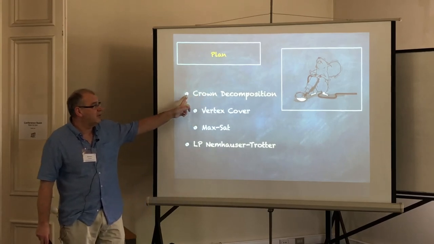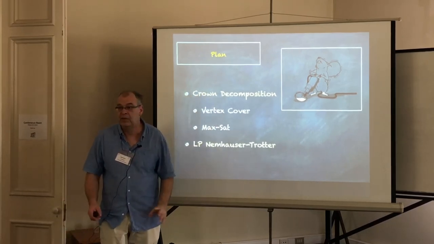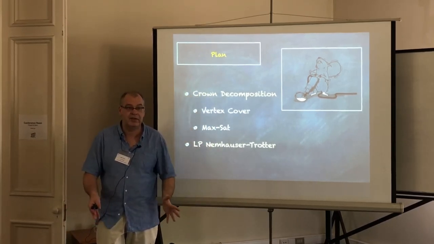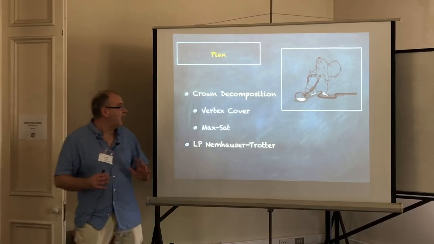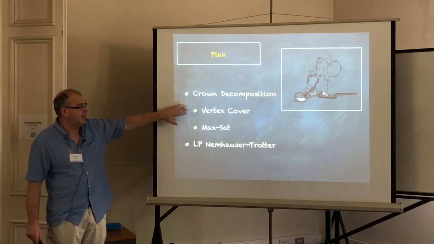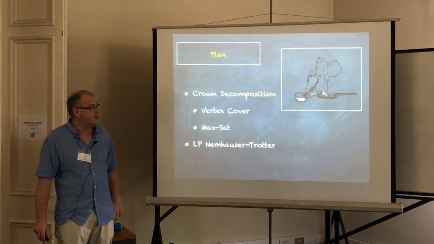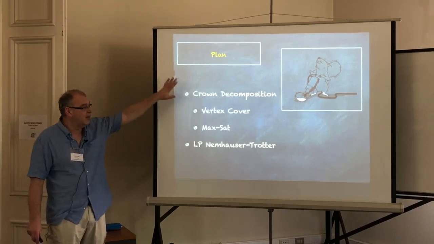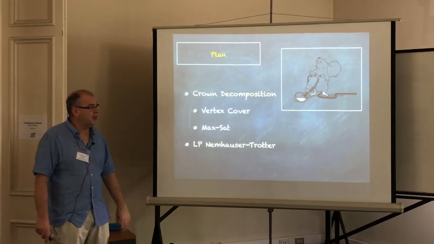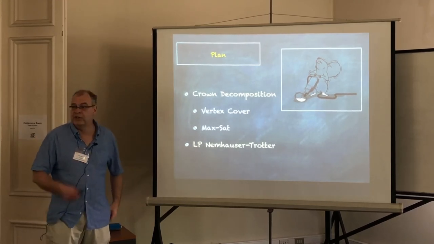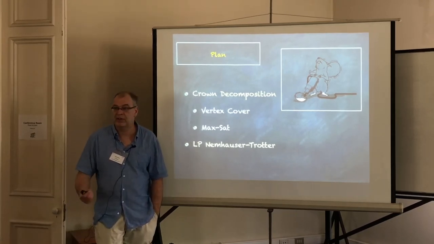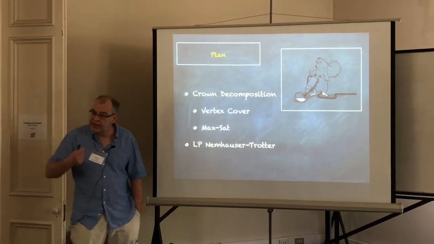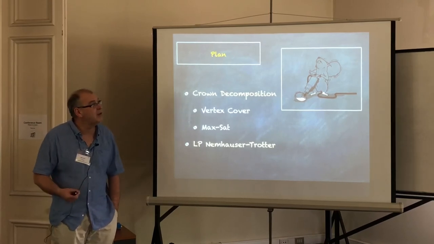And actually, crown decomposition is based on Koenig's theorem, one of the oldest theorems in graph theory, about matching and vertex cover in bipartite graphs, for example. I will be using this. I will give examples for vertex cover and max set. And then I will also do the same plan for vertex cover with linear programming, the also very classical Nemhauser-Trotter theorem about rounding the integer linear program for vertex cover. That's another thing. And again, I can use this result to obtain a polynomial kernel.